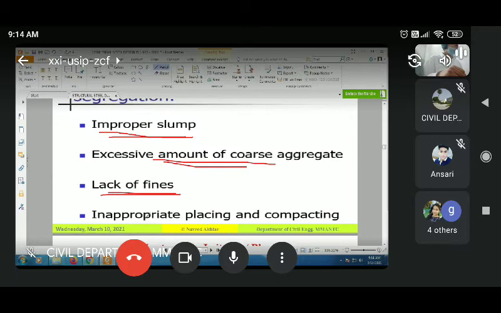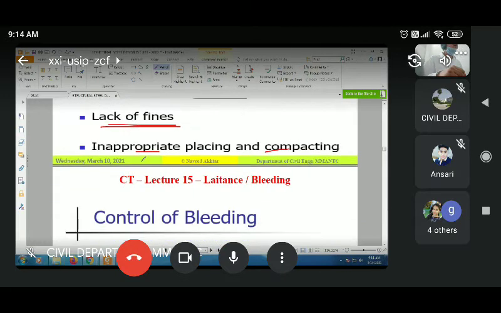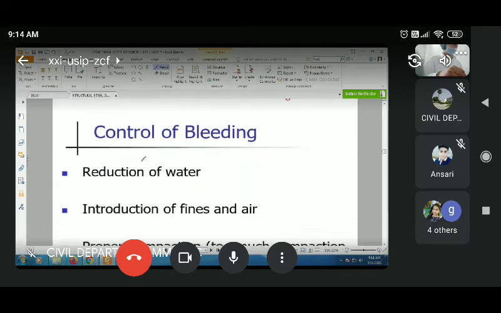तो अगर एक्सेसिव कॉम्पैक्टिंग है, जब भी आपका वाटर ऊपर आने के चांसेस ज़्यादा हैं, तो प्लेसिंग एंड कॉम्पैक्शन आल्सो should be appropriate. And if you increase the sand particles, that also reduces the segregation and bleeding in your concrete, and excessive amount of coarse aggregate should be avoided. Whatever is required you should use, and otherwise it should be avoided.